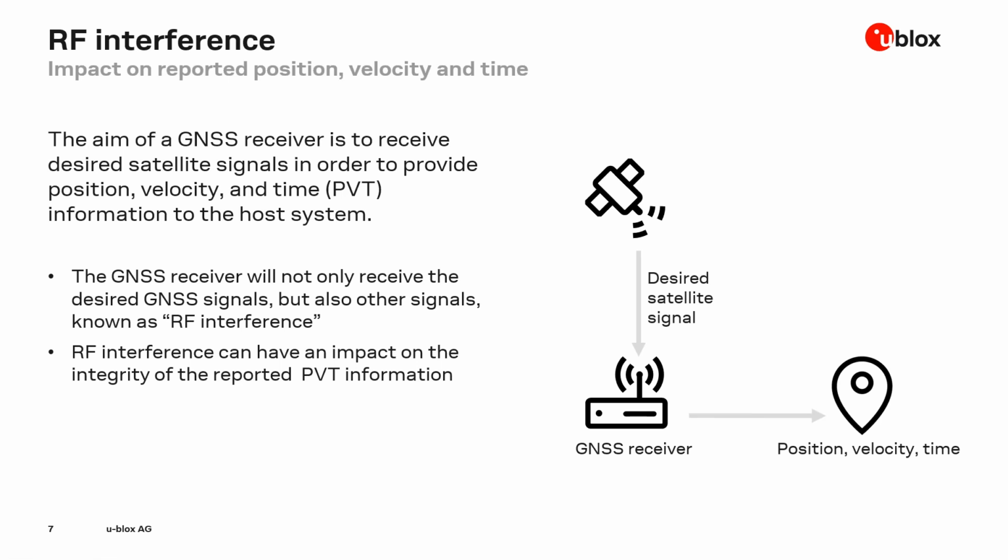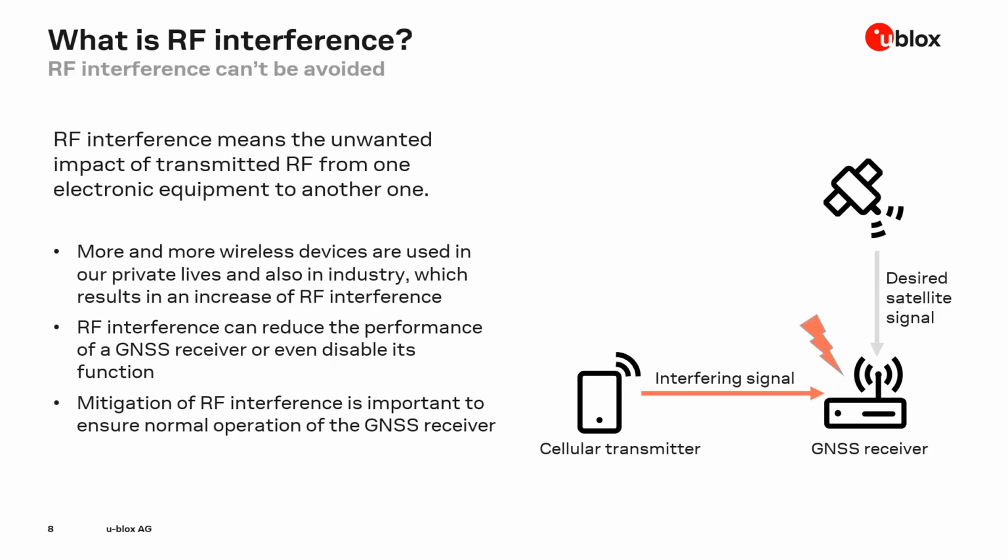So on the next slide, we still ask the question, what is RF interference? RF interference is really the unwanted impact of RF transmitted from some electronics or some devices to the GNSS receiver. On the picture here on the right-hand side, again, we see the desired satellite signal, which we want to catch with our receiver. And there, for example, is a cellular transmitter nearby that sends some RF frequency signal, which will be caught by the GNSS receiver.